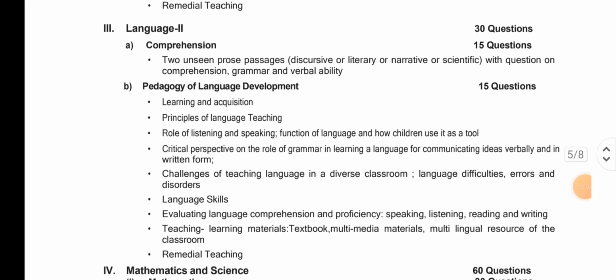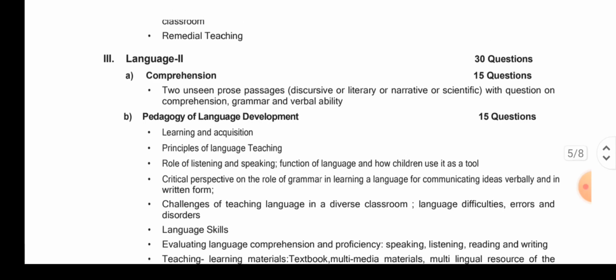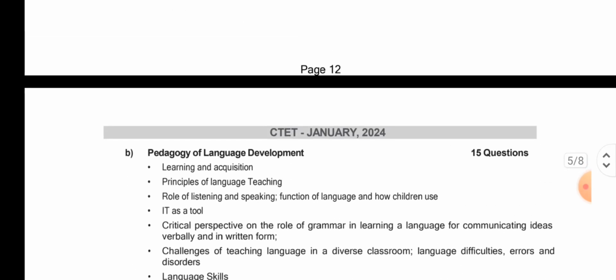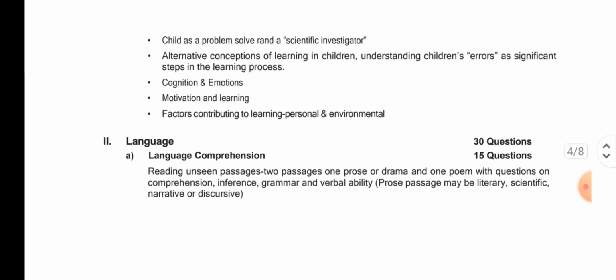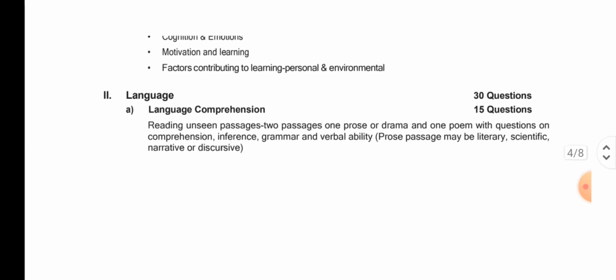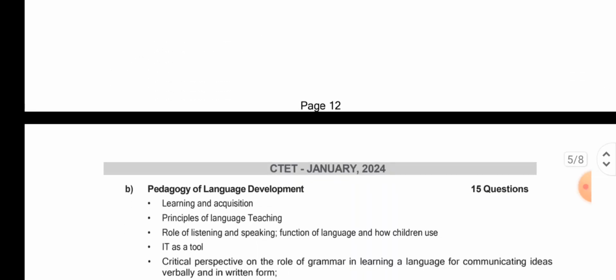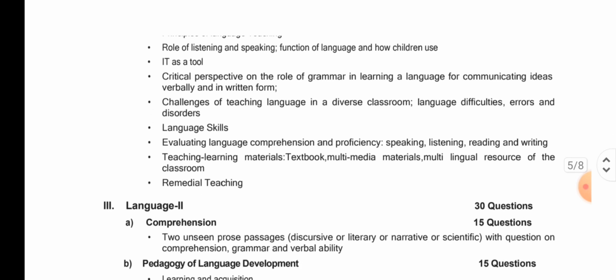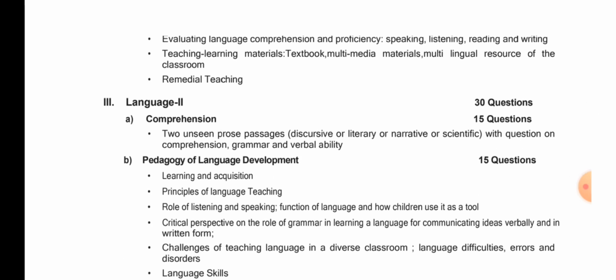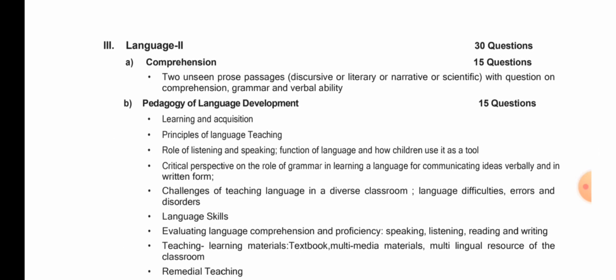Let's continue with the second part, that is language 2. I mean the different subjects. See, you have two language papers, all right? What we have discussed is language 1. This is your language 1 and language 2 comes here. Which means compulsorily you will be writing English. English is a compulsory language, right? And then you have an option of choosing.